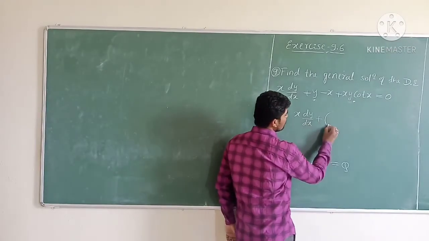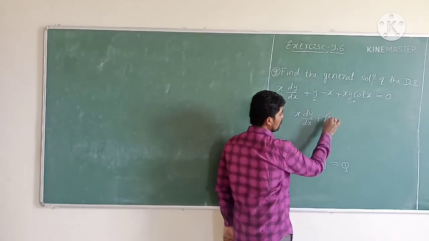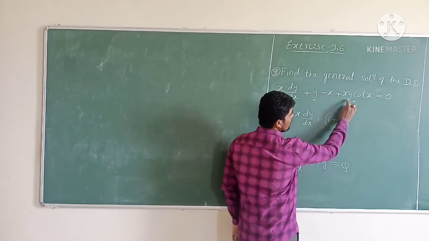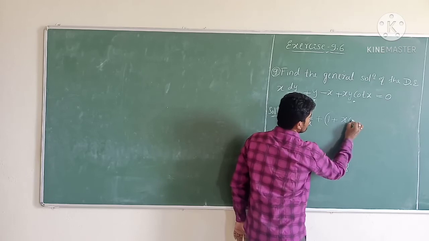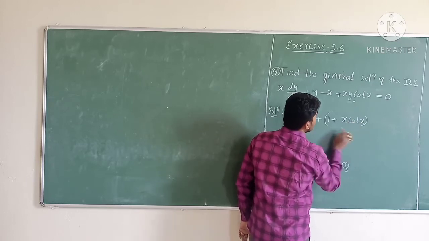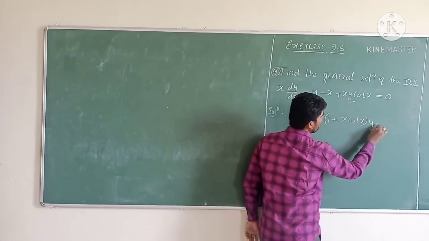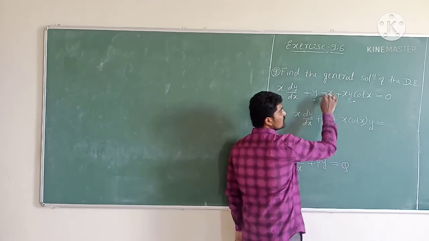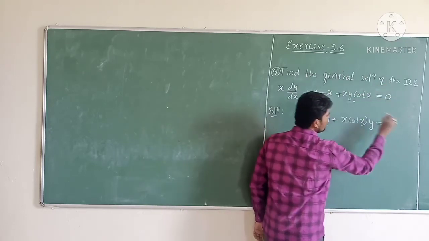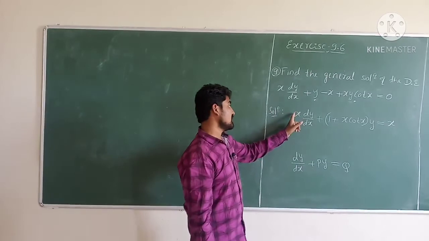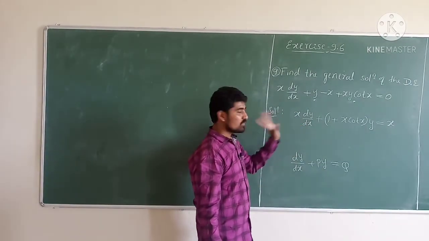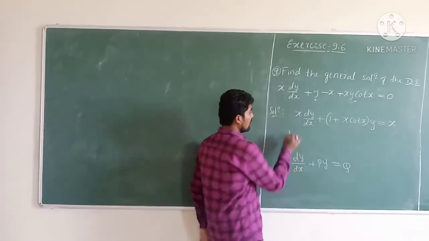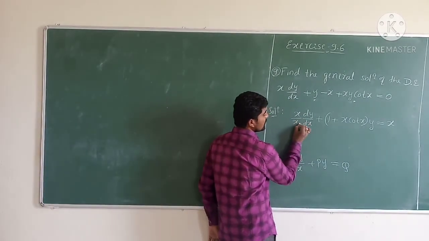The remaining term in the second term is 1, plus in the fourth term, the remaining term is x into cot x. So the bracket is 1 plus x cot x into the common term y, which is equal to, shifting this minus x towards the right hand side, it becomes plus x. Still this differential equation is not in standard form. Why? Because dy by dx is multiplied with x. Therefore, divide throughout this equation by x.